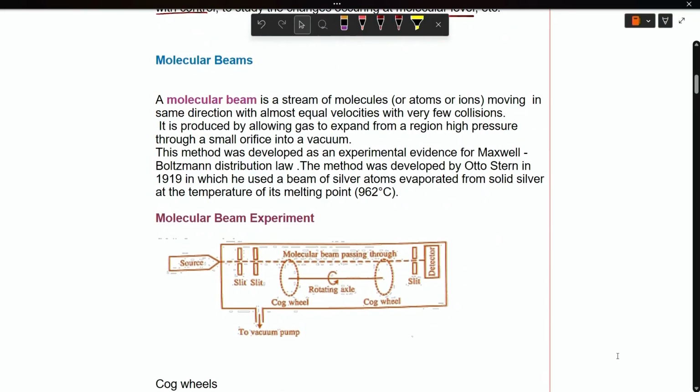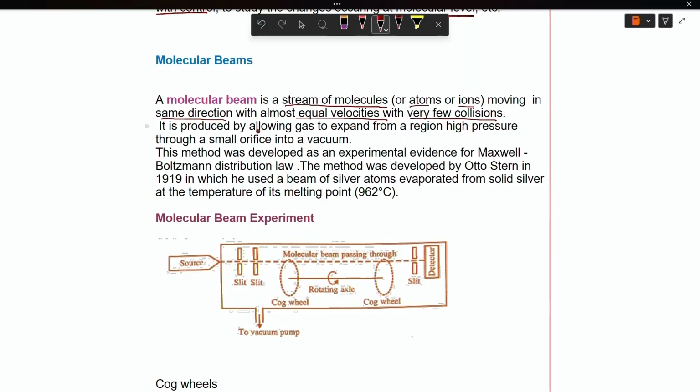Now, let us go into detail on the topic. A molecular beam is a stream of molecules. Instead of water, we have a stream of molecules. Though we say molecules, it can be atoms or ions moving in the same direction, with almost equal velocities and very few collisions. So, they are all going in a straight line in the same direction. Okay. Now, how are these molecular beams produced?